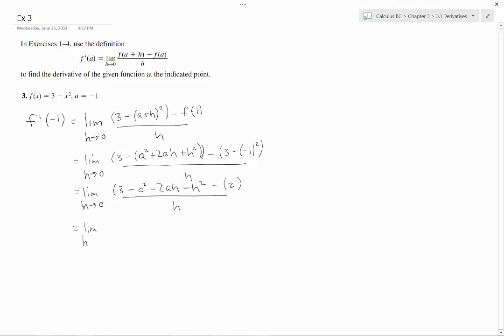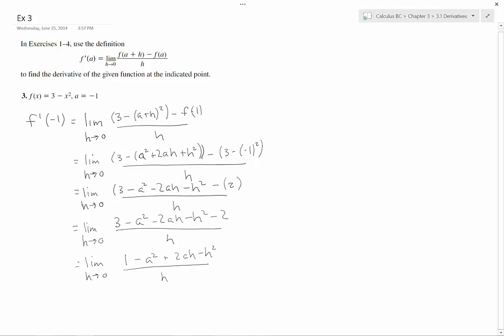So let's try this again. The limit as h approaches 0 of 3 minus a squared minus 2ah minus h squared minus 2 all over h, and from there I'm going to get the limit as h approaches 0 of 1 minus a squared plus 2ah minus h squared, no longer minus, let's erase that, all over h. Now, I still haven't canceled the h.